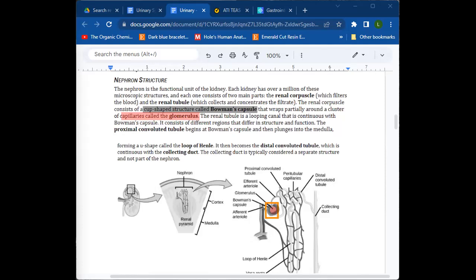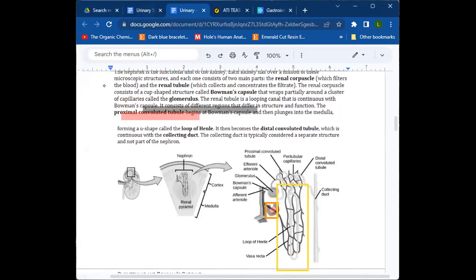Okay, now all the rest of the nephron is supposed to be the renal tubule. So let me draw that out. And then all the rest of this is the renal tubule. I might have to move it a little bit. Yeah, there we go. All the rest of this is the renal tubule.